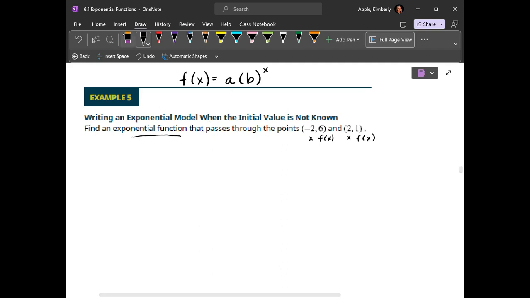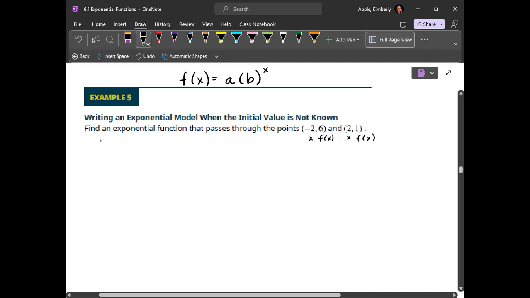So in order to do this, I'm going to have to write 2 equations, one with each input-output pair. So I'm going to label the first one with a star. All right, so we're going to write 2 equations, one with each input and output pair.